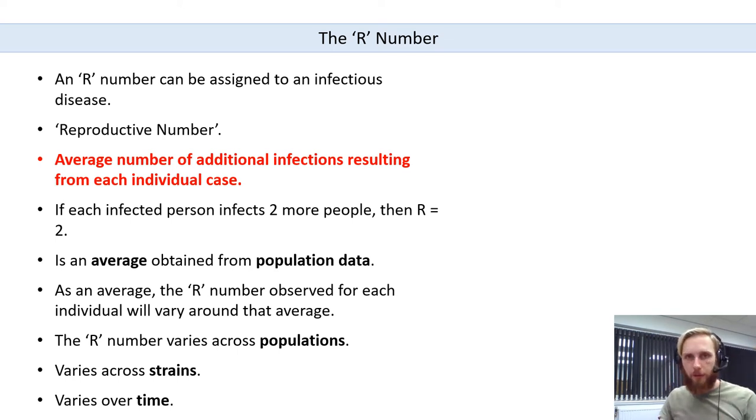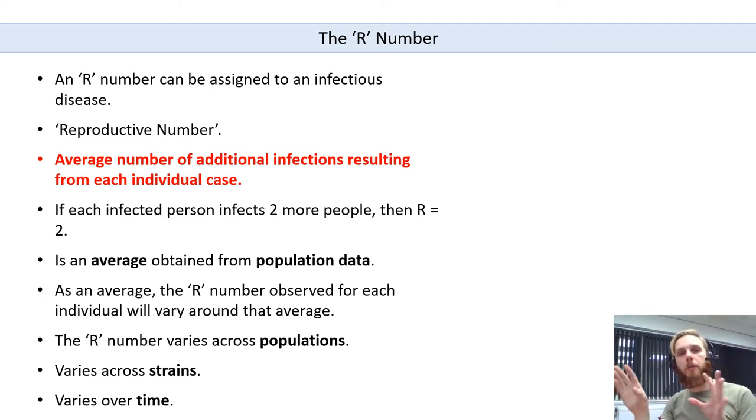But just to discuss it here, the R number is the reproductive number, which is essentially the number of additional infections you can expect to occur as a result of each infective case. So each infection in the population, how many additional infections would you expect that infection to spawn? You can also say, if an average person is infected, how many additional people would you expect them to infect?